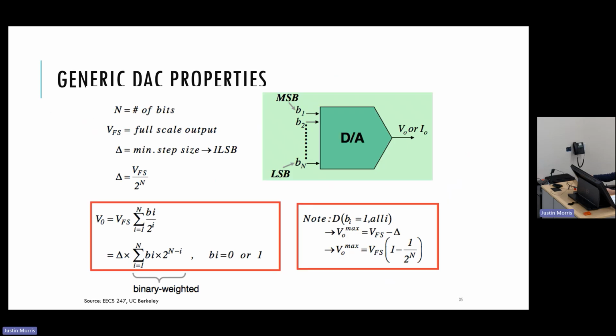So if we simplify things, then we can just say that the output is going to be this binary weighted summation multiplied by our resolution of delta. So you just need to take the binary number that you're taking in here, convert it, and multiply it by delta to get what the analog output would be.